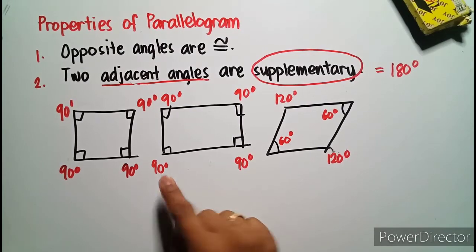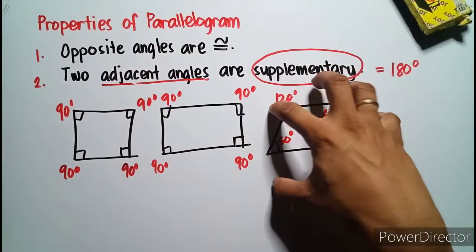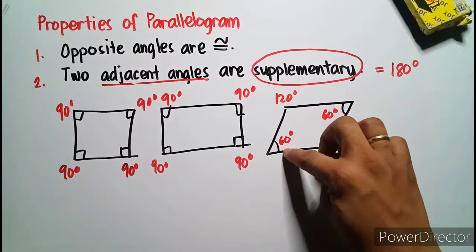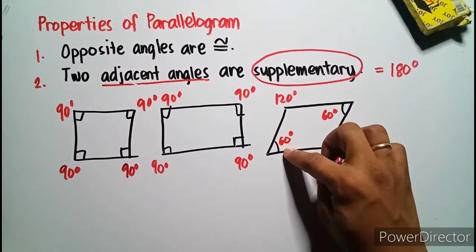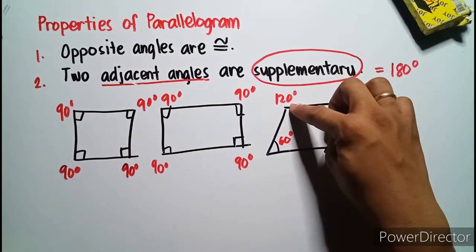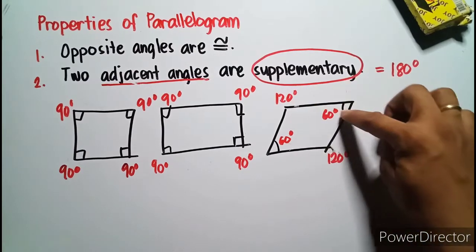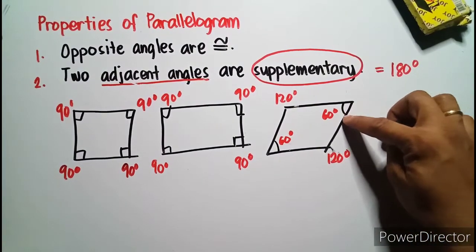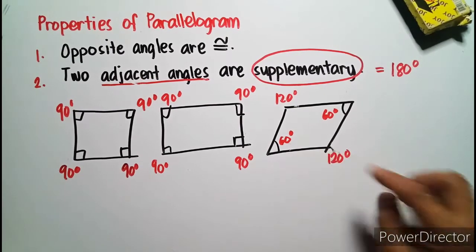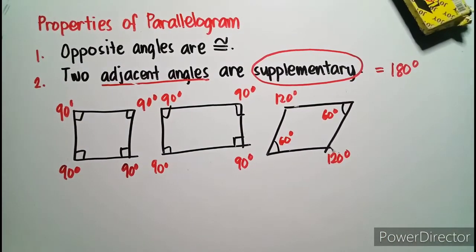How about in a rhombus? So, sa rhombus, we have 4 angles. Ang measures ay 120, 60, 120, and 60. So, adjacent angles, magkatabi, 60 plus 120 is 180. 120 plus 60 is 180. 60 plus 120 is 180. 120 plus 60 is 180.